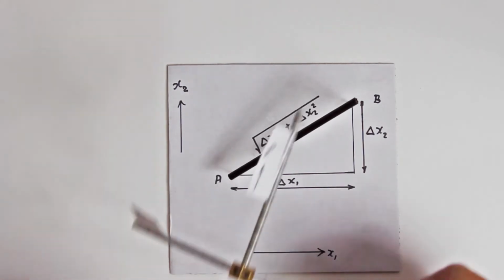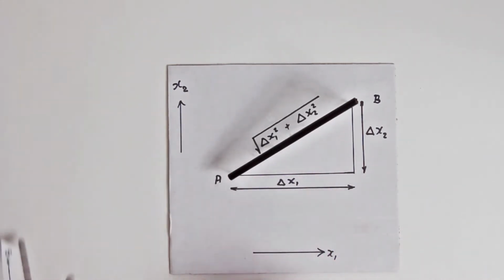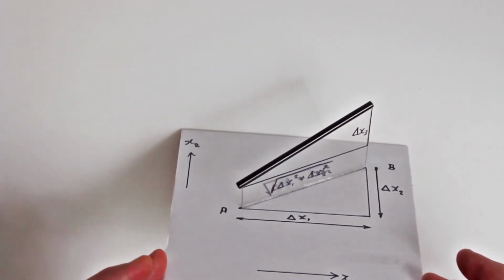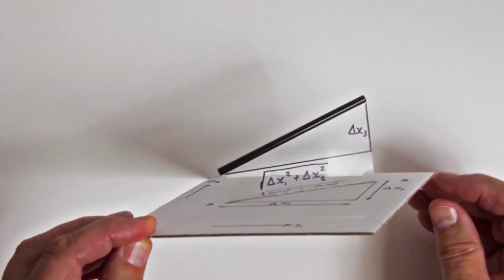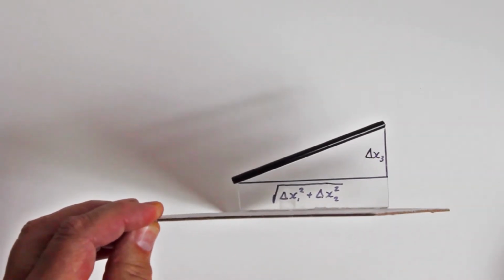Now, of course, we need to find the actual length of AB, not its projected length, so we have to take account of delta x3 now, as revealed here. Right, let's take that image over to my animated notes to complete the explanation.